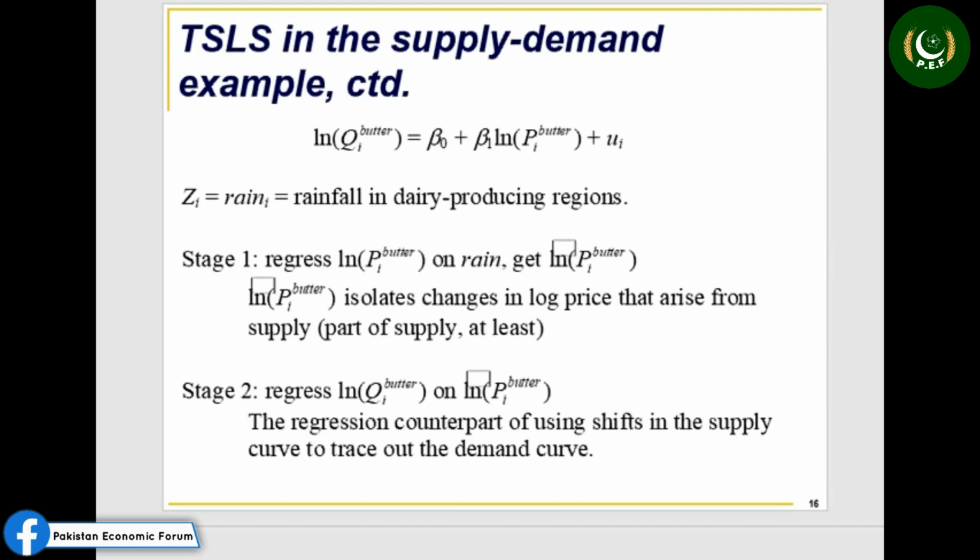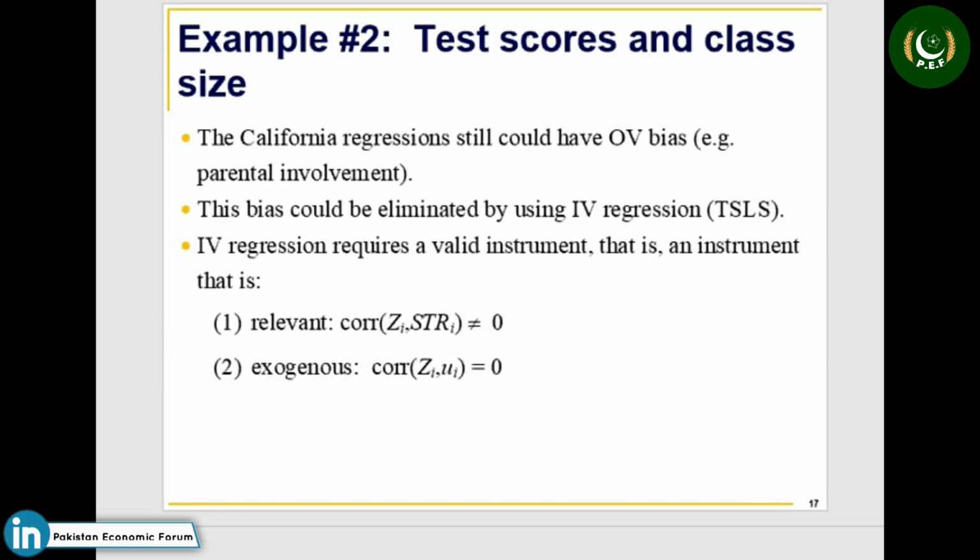You see, in the first stage we'll regress price on rainfall, and then at the second stage we'll regress quantity of butter on price of butter. Okay, I'll make it simple in coming slides. Okay, now this is another story.